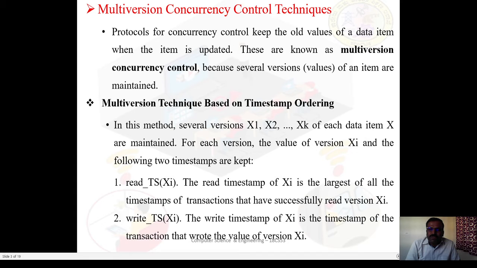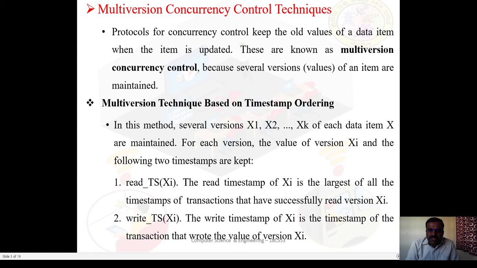The read timestamp of xi is the largest of all the timestamps of transactions that have successfully read version xi. What do you mean by read_TS of xi? The read timestamp of xi is the largest of all the timestamps of transactions that have successfully read version xi.